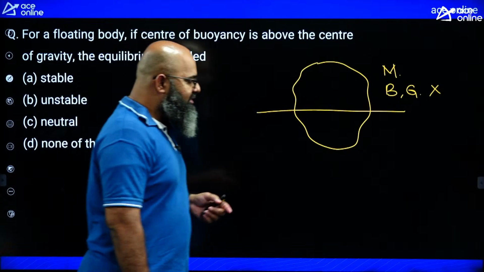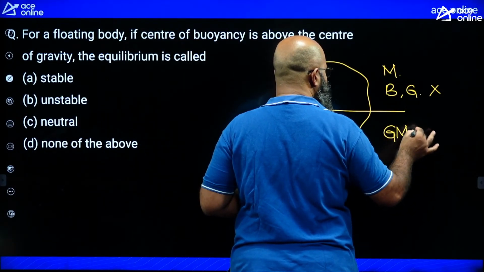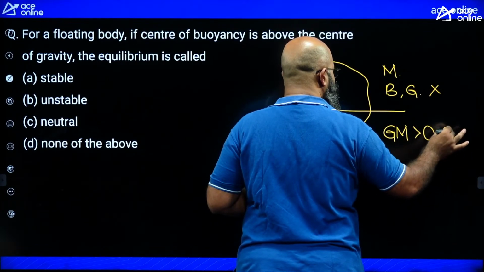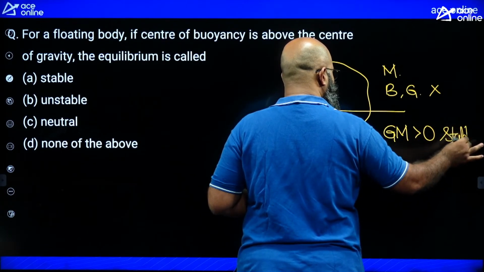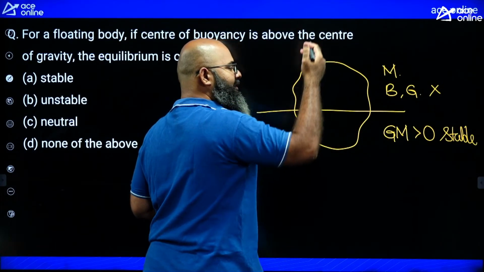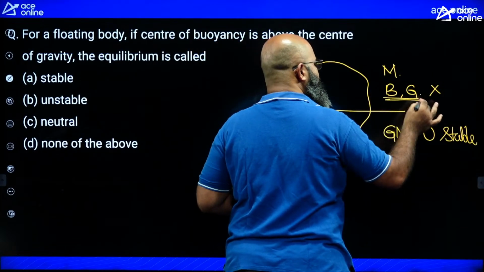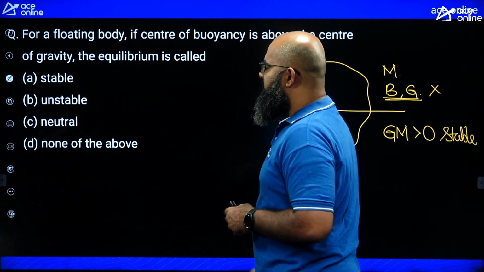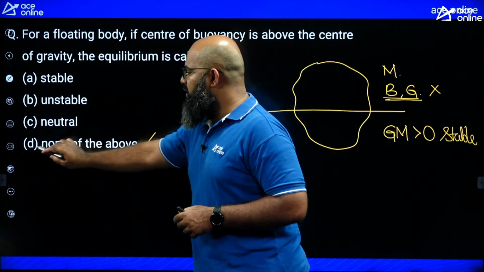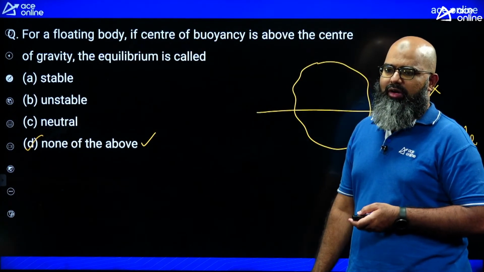For us to answer this question, the condition is GM is supposed to be greater than 0, then we can say stable. That means your metacenter should be above and center of gravity should be below, then it is stable. But right now he is only speaking about center of gravity and center of buoyancy. Therefore, the correct answer over here is none of these. We can't answer this question at all, whether stable, unstable or neutral.